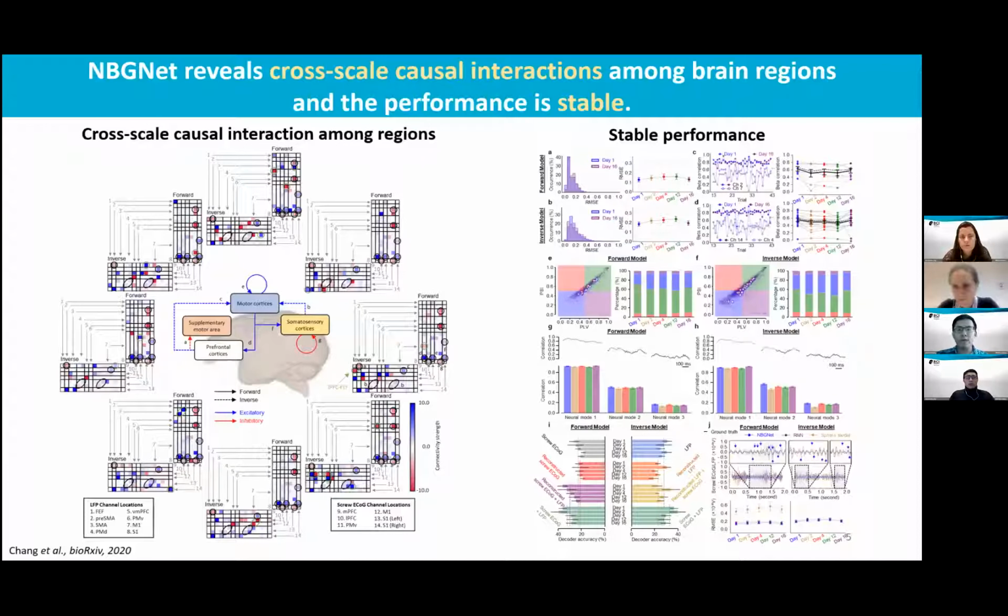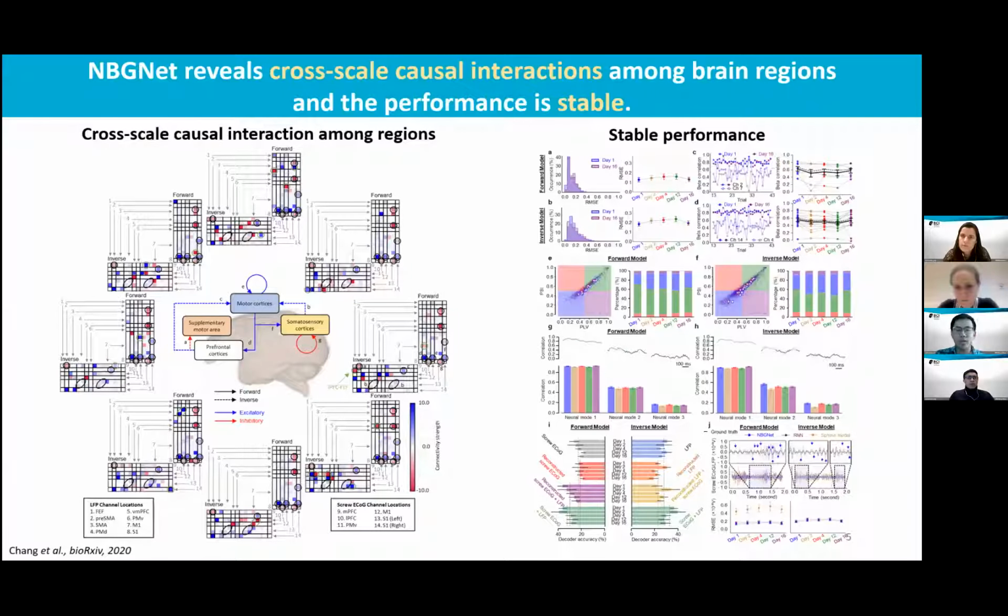And here I would like to emphasize two main features of the MBGNet. The first one is that it can reveal cross-scale causal interactions among brain regions, and also the performance is stable across multiple weeks. So the figure on the left shows the cross-scale effective connectivity for different movement directions in the center-out joystick task that exhibited patterns of visual feedback and voluntary movement.